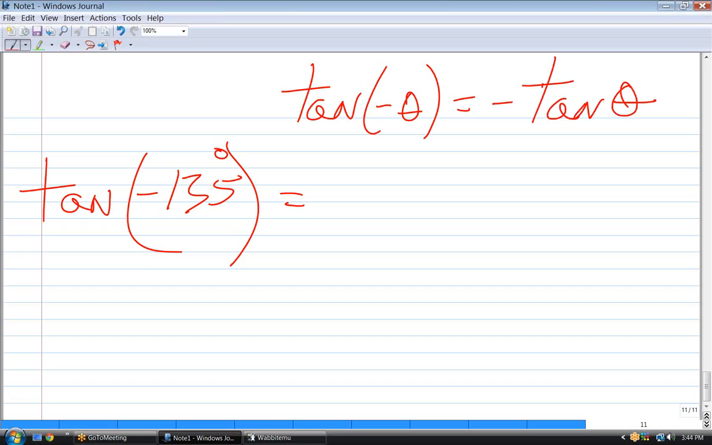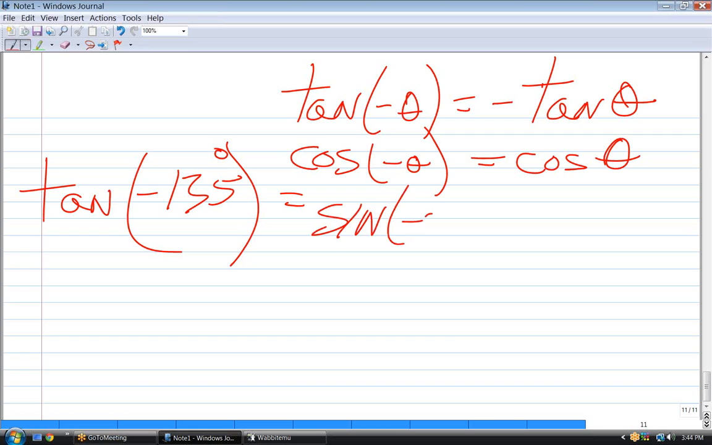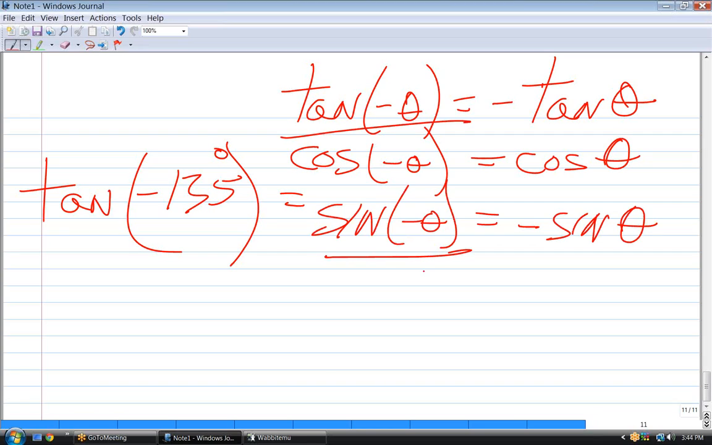It's not even. If it was even, like cosine, in other words, cosine of negative theta is equal to cosine of theta. However, sine is also odd. So sine of negative theta is equal to negative sine of theta. Tangent and sine are both odd. And if you use that property here, it shortens the problem considerably.